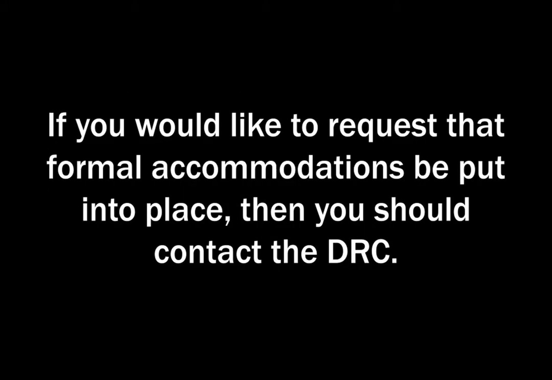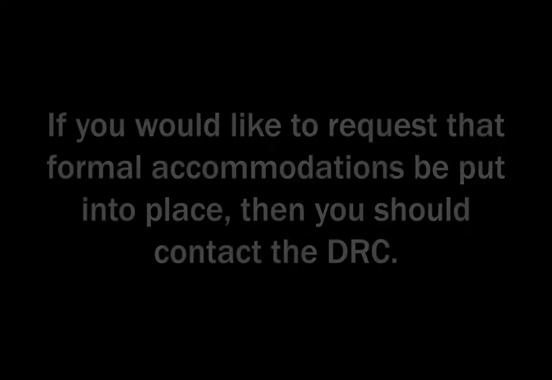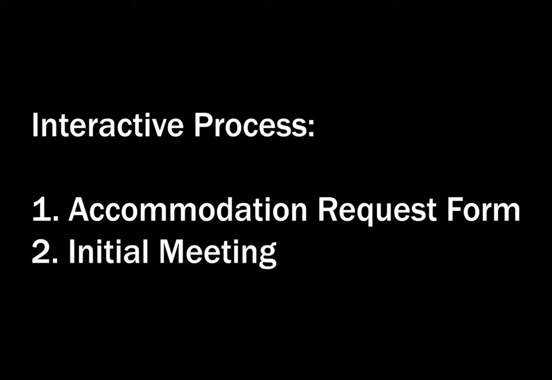If you would like to request that formal accommodations be put in place, then you should contact the DRC and schedule an initial conversation, which is the first step in the interactive process. This can happen at any time while you are a student at Purdue. As an incoming freshman, we recommend getting in touch with us as soon as possible. There are two steps to the interactive process which this video will review: the accommodation request form and the initial meeting.